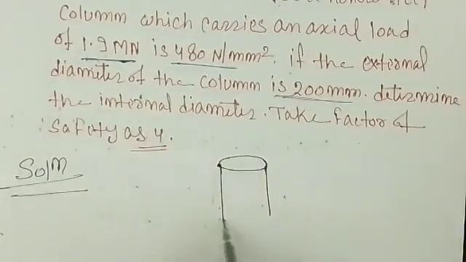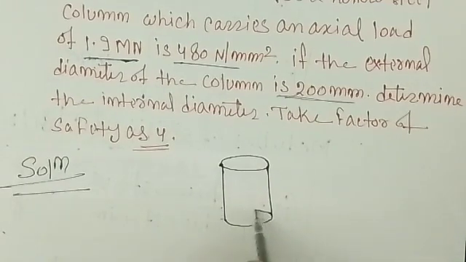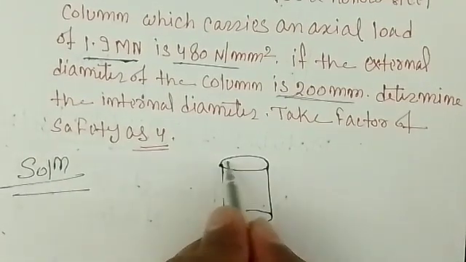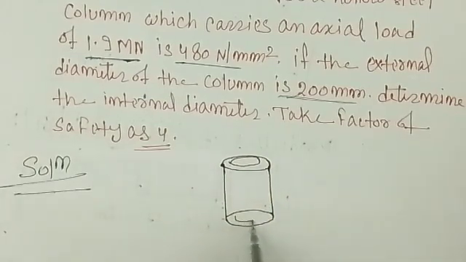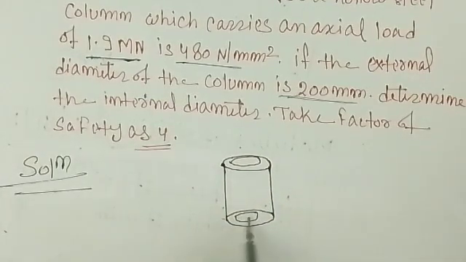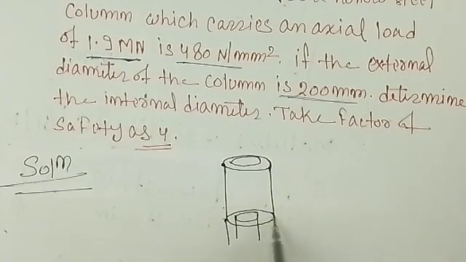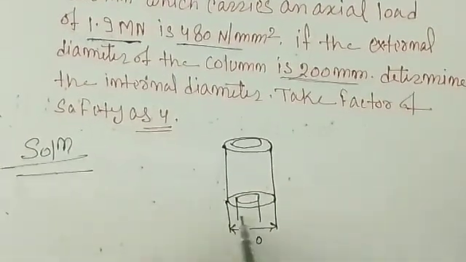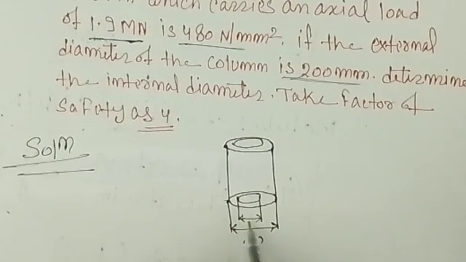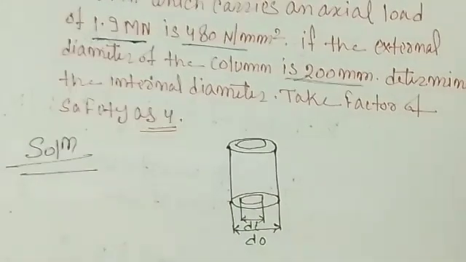So let's say this is your hollow column. This is the internal diameter and this is the external diameter, right? So this is your D naught, and this is the DI, the internal diameter.